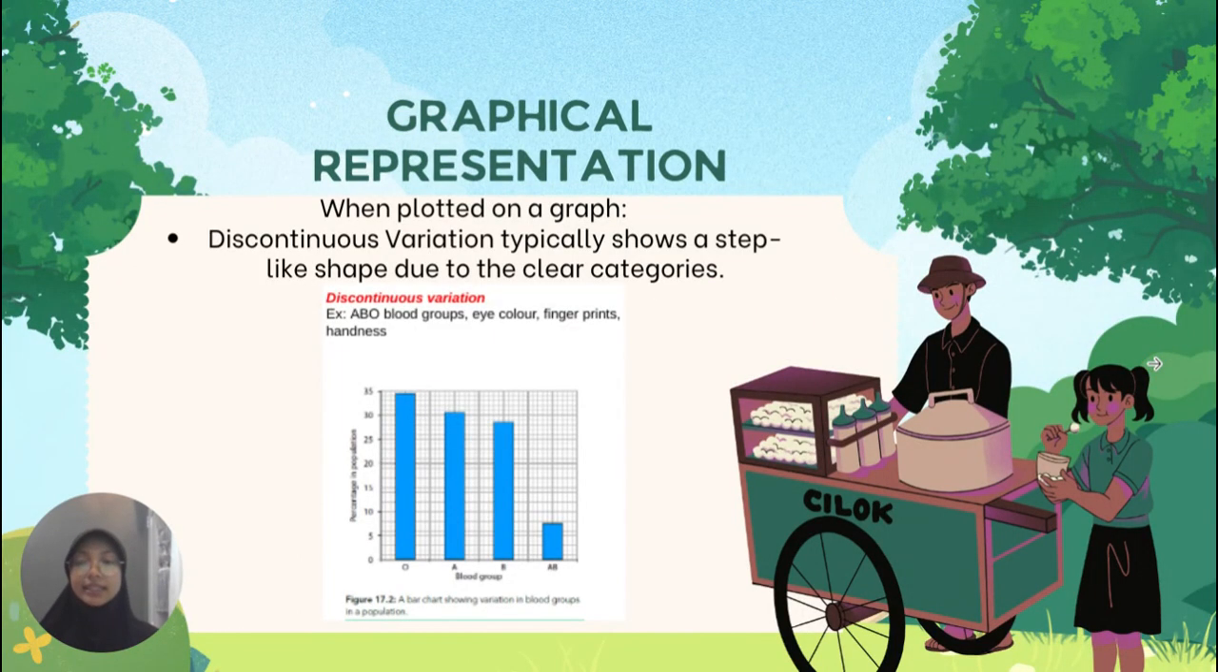Okay, the last slide is graphical representation. When plotted on a graph, discontinuous variation typically shows a step-like shape due to the clear categories. Like the example, the picture is showing variation in blood groups in a population. So the graphical representation of discontinuous variation is a bar chart. So we can see in the picture that the examples are ABO blood groups, eye color, fingerprints, and so on.